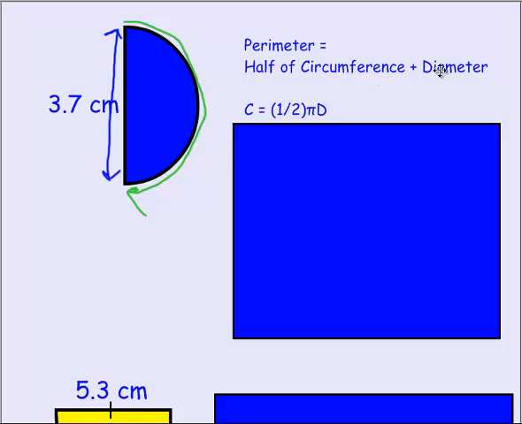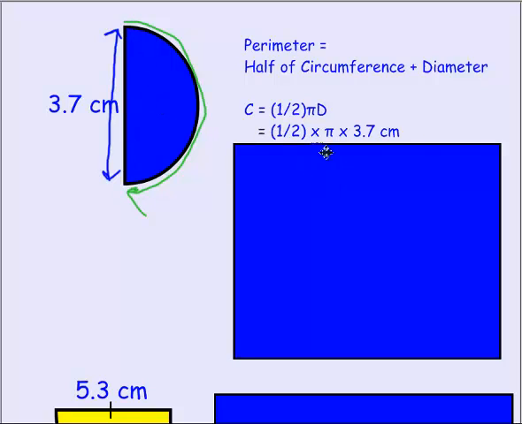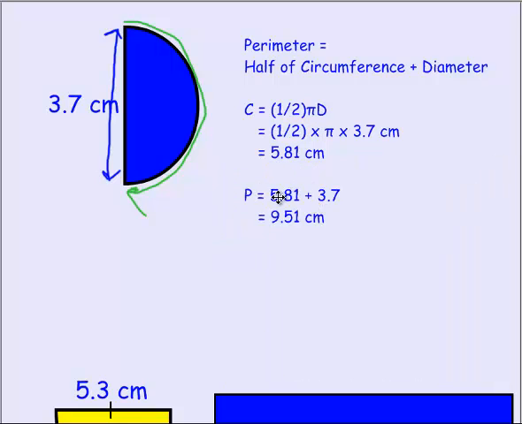So we need to work out those bits. The diameter is pretty easy. It gives us the diameter, 3.7 centimeters. Circumference, a little harder to work out. We need to use pi times diameter, but because we only have half a circle, we need to half our actual answer. So we go ahead, the diameter is 3.7, so a half times pi, because we only have half a circle, times the diameter of 3.7, gives us 5.81. Putting that together to get our perimeter, 5.81, our half a circumference, plus 3.7, our diameter, gives us 9.51 centimeters.